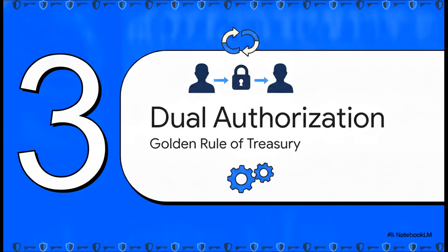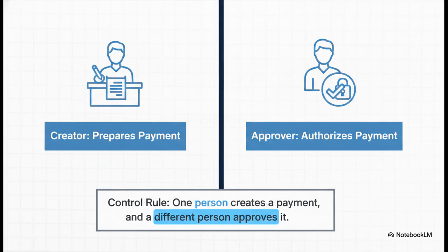Which brings us perfectly to Section 3, dual authorization. Honestly, this is the golden rule of Treasury management. The rule is incredibly simple. One person creates, a different person approves. That's it. The person who initiates a payment in the system can never, under any circumstances, be the same person who releases it. And yes, that applies across the board, no matter how small the dollar amount might be.